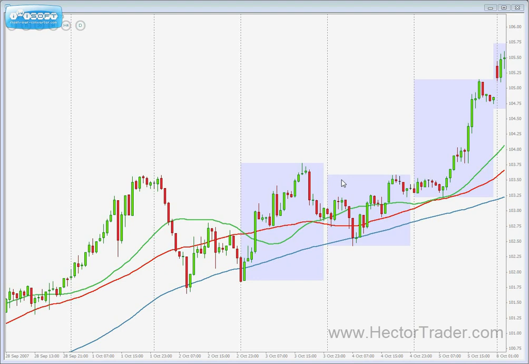Okay, it's just a matter of training your eyes, scrolling back in your chart, trying to spot 1, 2, 3 formations, areas of confluence of support and resistance, and always in the direction of the main trend. And as you train your eyes, you will see that you begin to identify them more quickly.